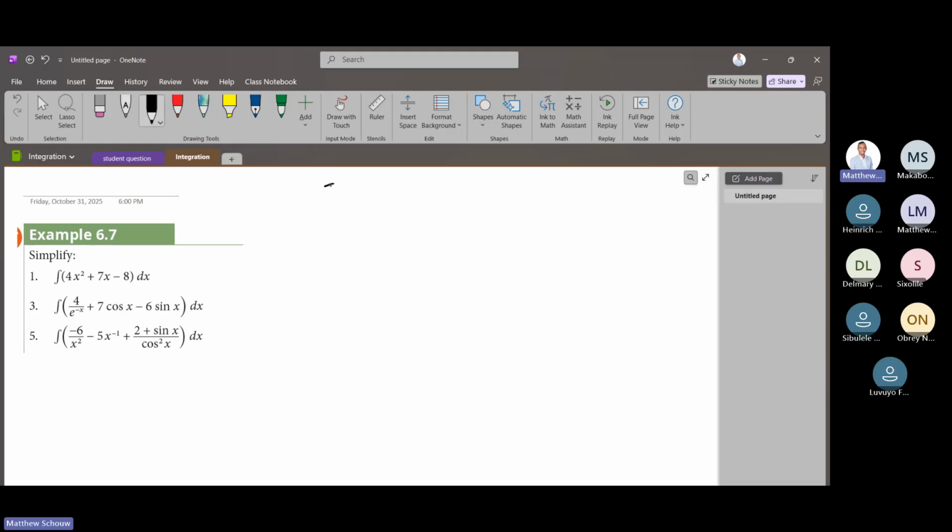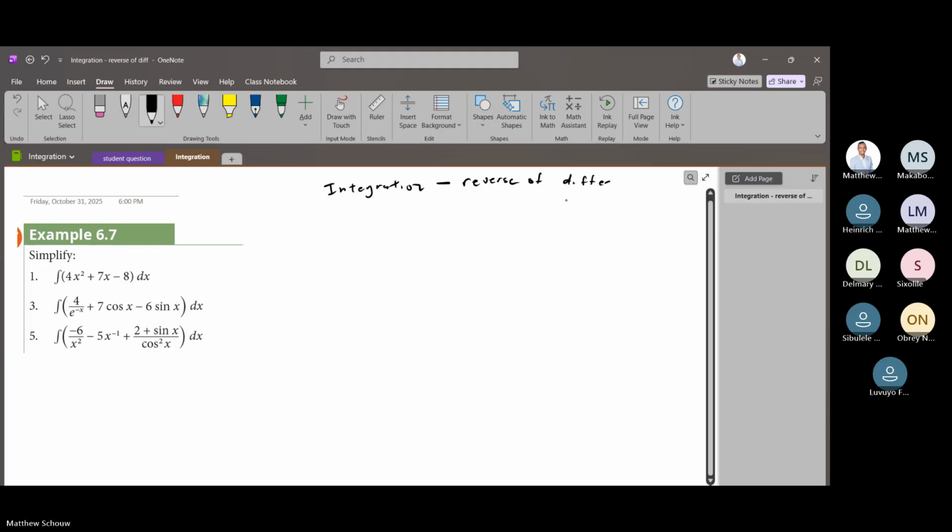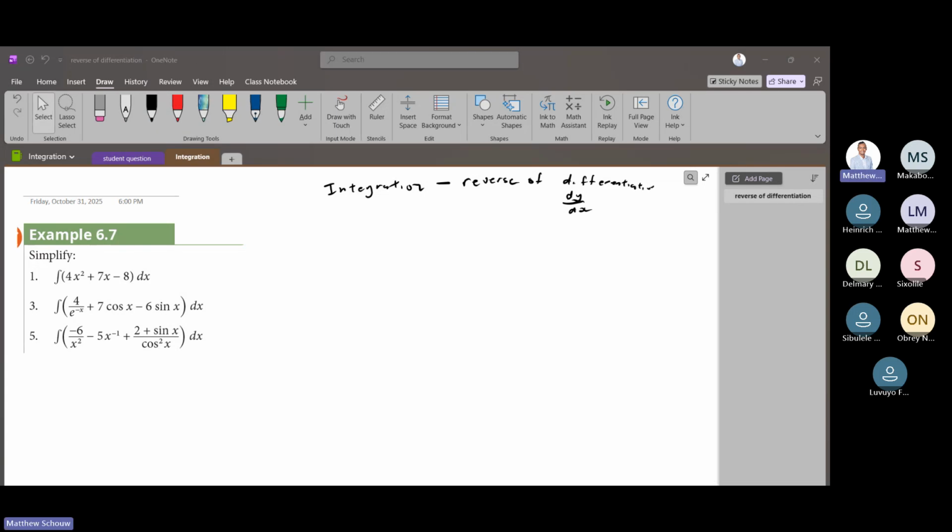So what is integration? It's many things, right? And one of them, long story short, is that it's the reverse process of differentiation, right? Of dy/dx or f'(x). And I'm going to prove that to you.